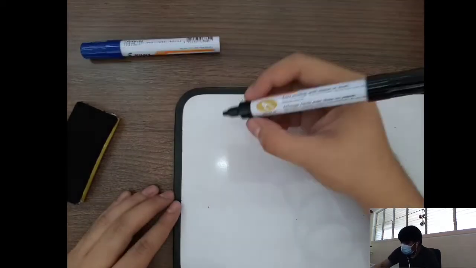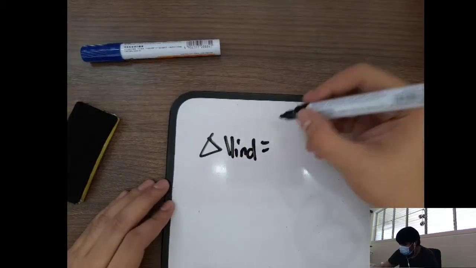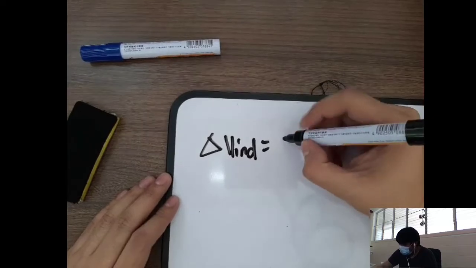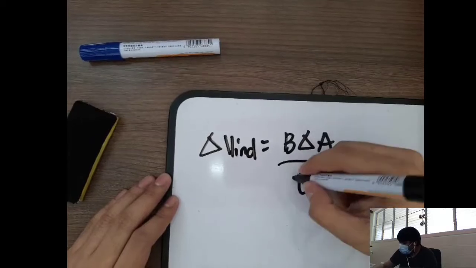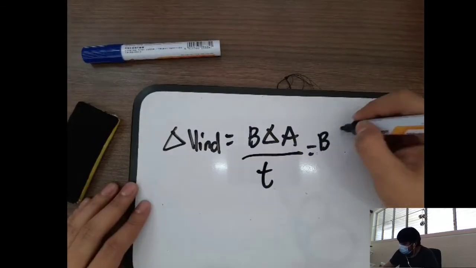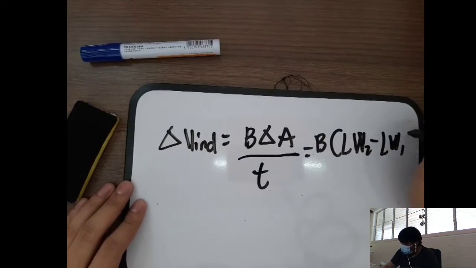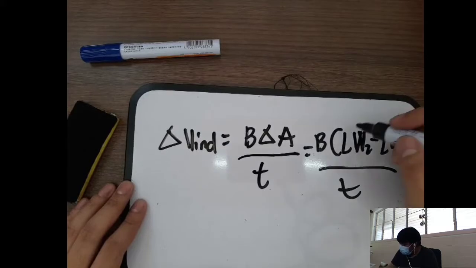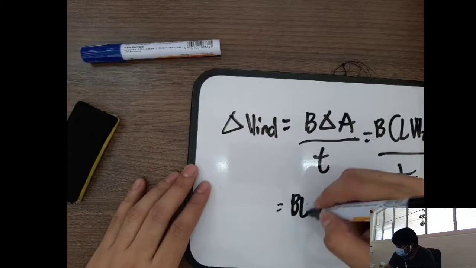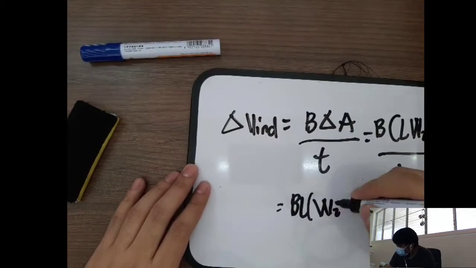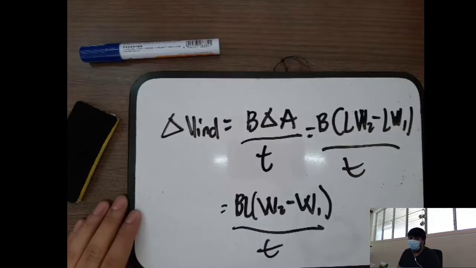Therefore, our induced voltage is equal to B delta A over T, or B times L W2 minus L W1 over T, or we factor out L, which is equal to B L times W2 minus W1 over T. Okay, I hope you can see.